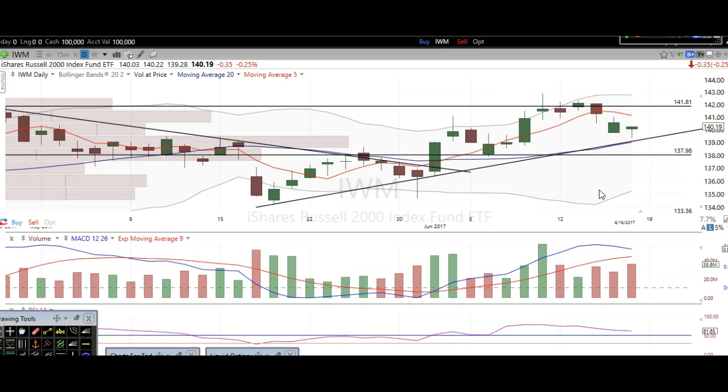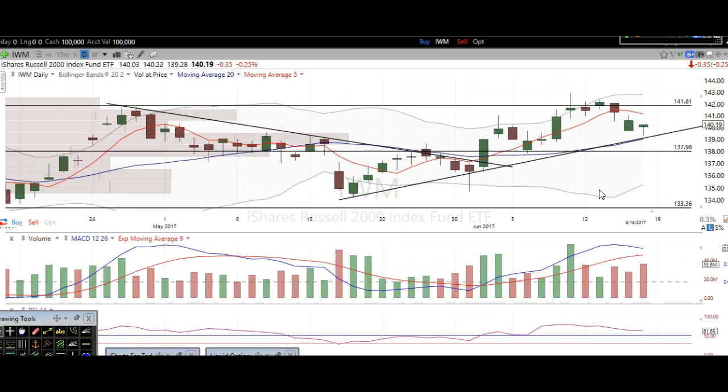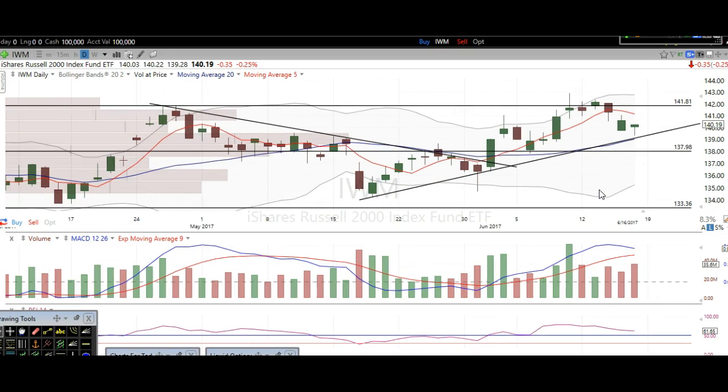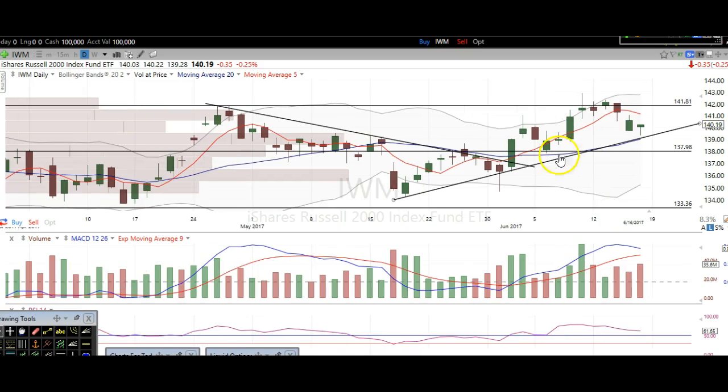And now we're going to be covering the IWM Russell 2000. So I'm going to go over a few levels here on the IWM. We've got this clear resistance up here at about 142. You can see we got rejected there. You can see we almost hit it up here, and then several days getting rejected right there. So that's the clear level of resistance for IWM.